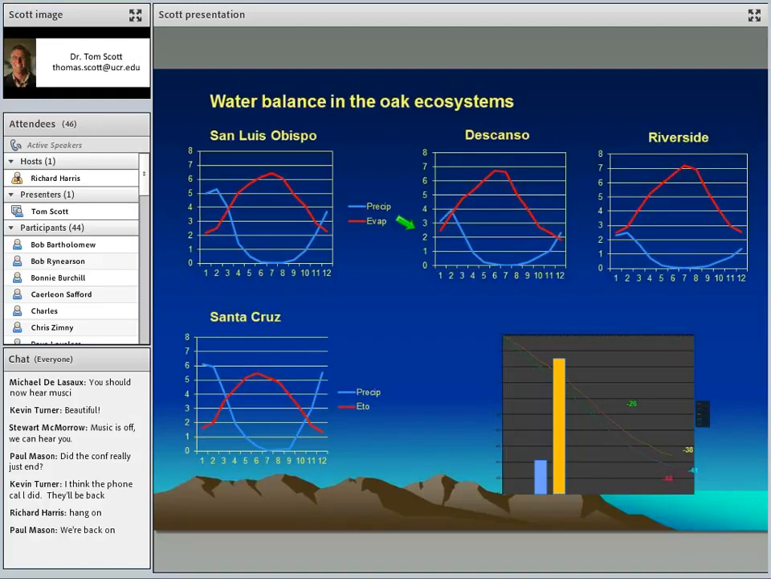When you get down to Descanso, and I put Descanso here, this is in southern San Diego County, but it's kind of a surrogate also for the southern San Joaquin and in fact many areas in the Sacramento River or the Sacramento Valley.